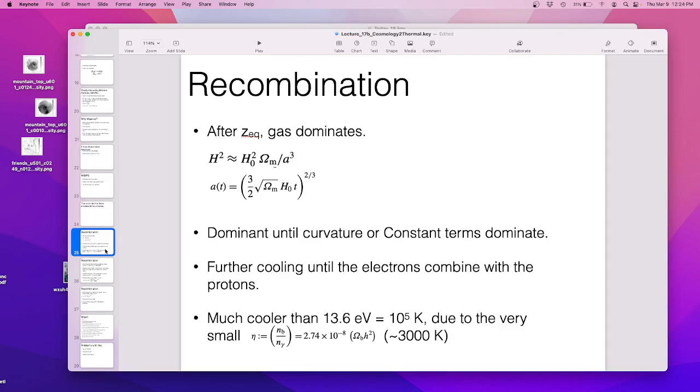What did you call it when the two terms are equal to each other? Matter radiation equality. After that, which happens pretty fast, you can sort out when it happens. I think I do that in the homework. Maybe I didn't.